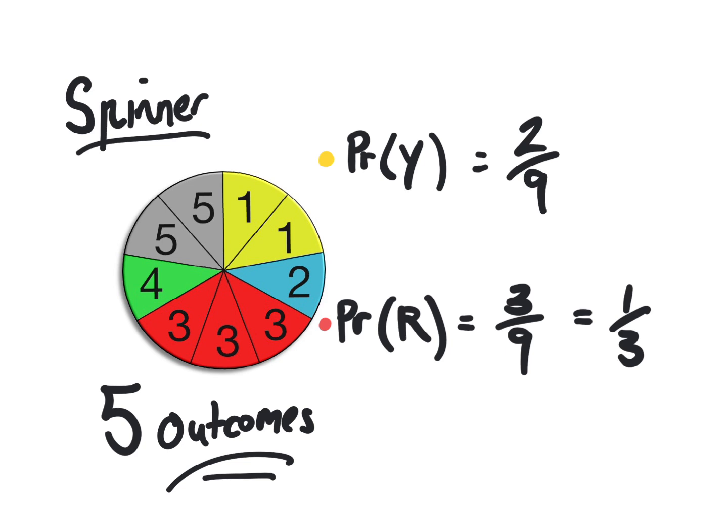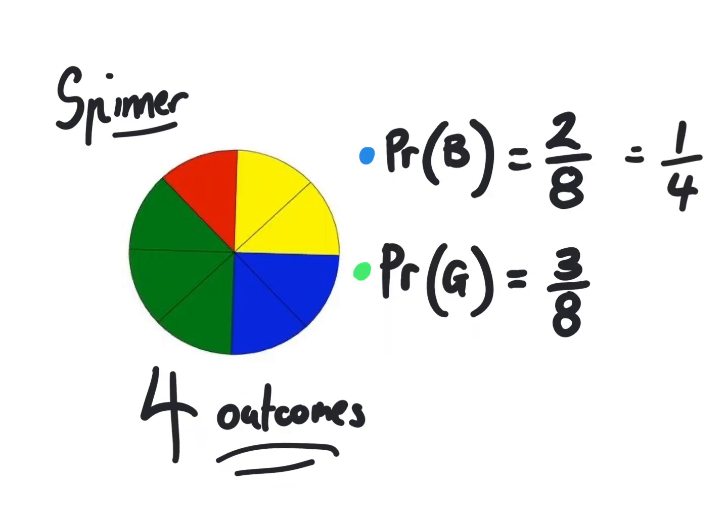The probability of red is 3 out of 9. There are 3 out of the 9 portions that are red. And we also know that 3 out of 9, or 3/9, is the same as 1/3 because 1/3 of the spinner is coloured red. Let's have a look at another spinner.